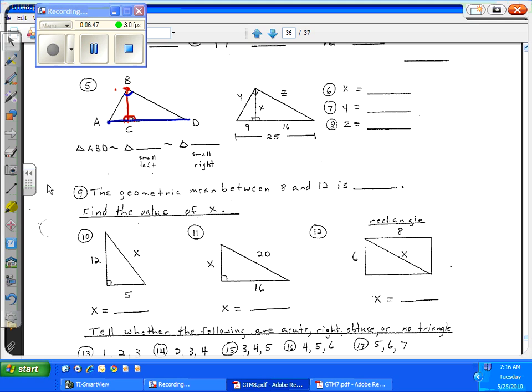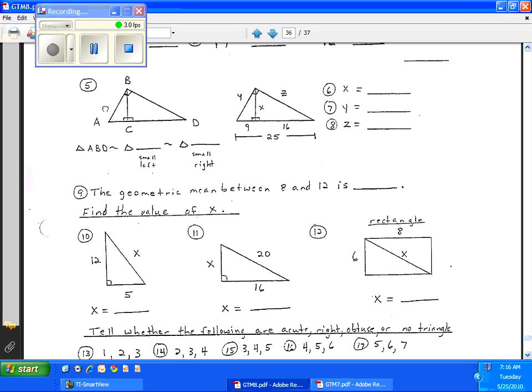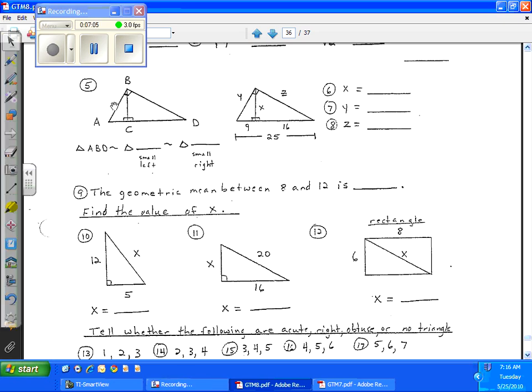The altitude is the geometric mean between the two segments of the hypotenuse, and either leg is the geometric mean between the hypotenuse and the segment of the hypotenuse adjacent to that leg. In other words, altitude is equal to square root of piece times piece, and leg is equal to square root of hypotenuse times closest piece. To name the similarity that is created, remember what we do is this. We said that angle A, let me get things working here.